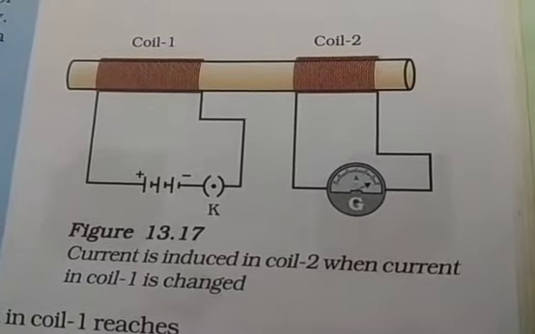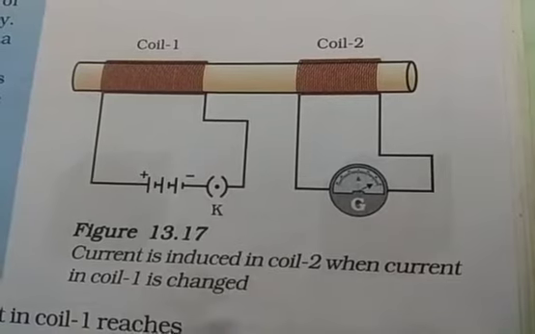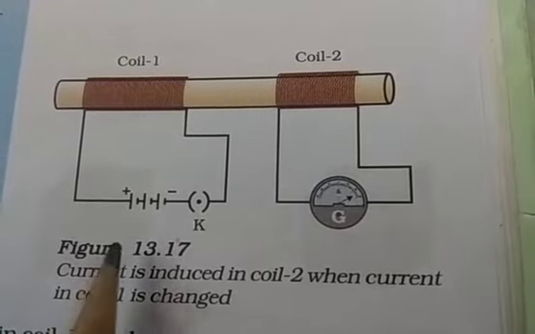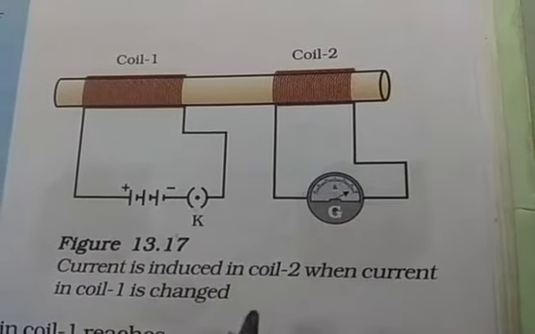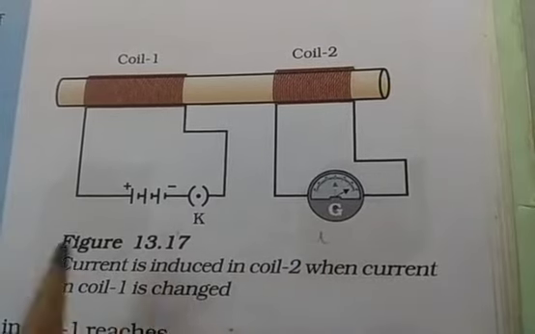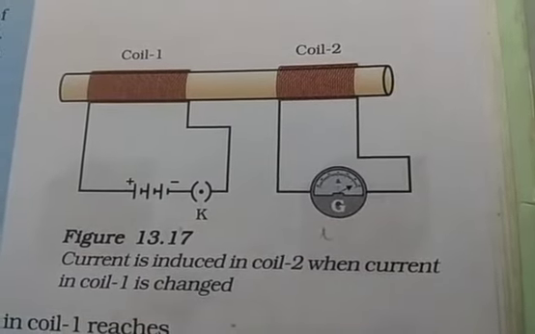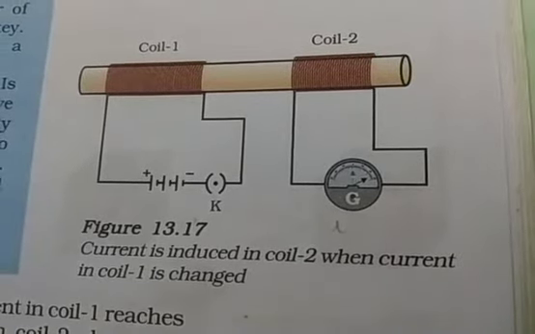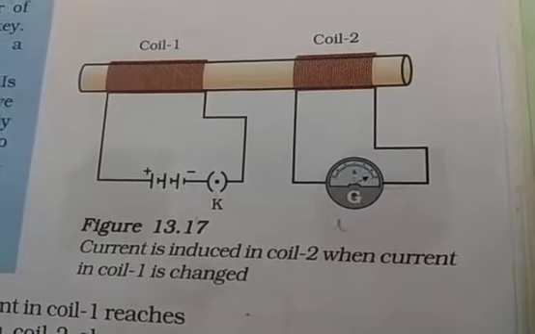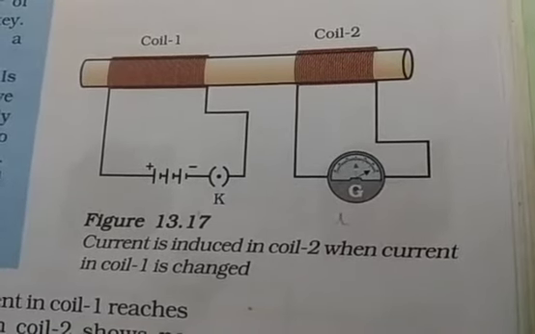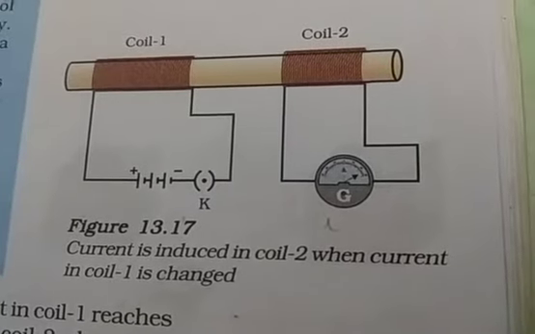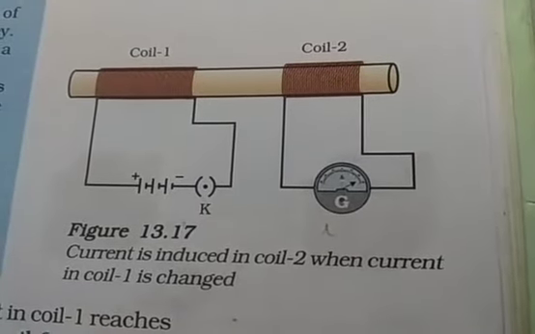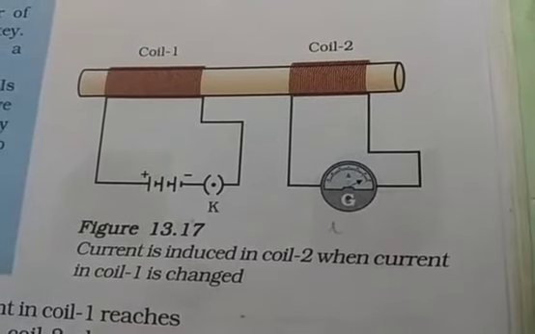Here is the next setup, that is two coils, coil 1 and coil 2. Current is induced in coil 2 when the current in coil 1 is changed. Thus the magnetic field lines around the secondary coil also change. Hence, the change in magnetic field lines associated with the secondary coil is the cause of the induced electric current in it.